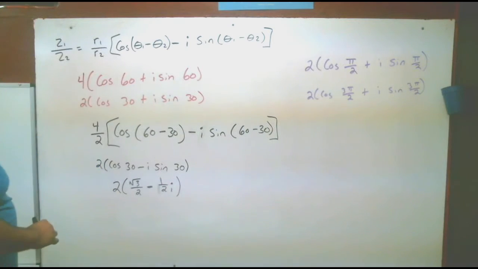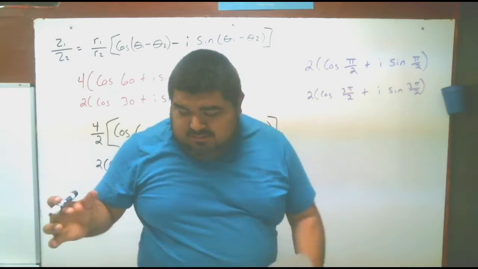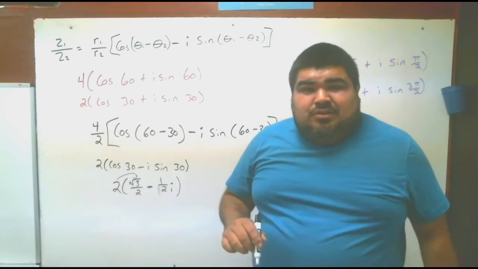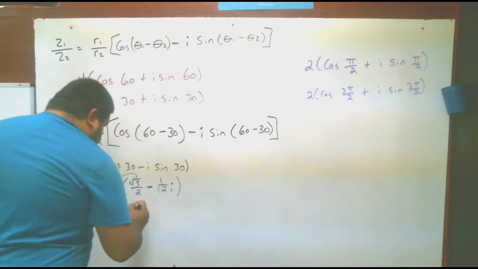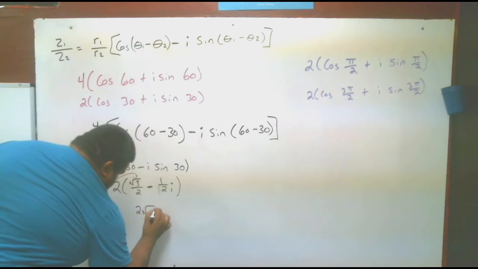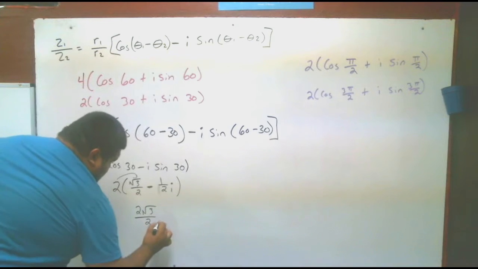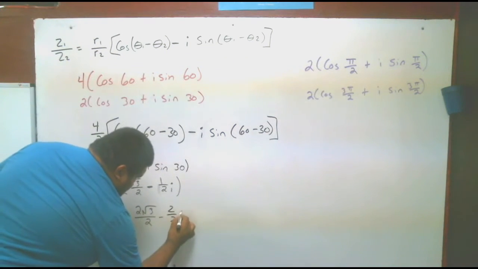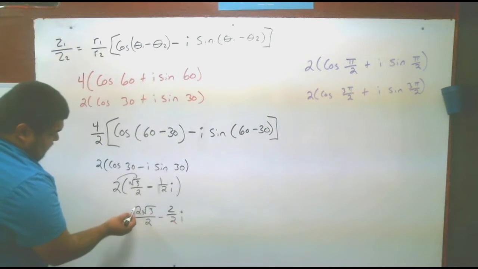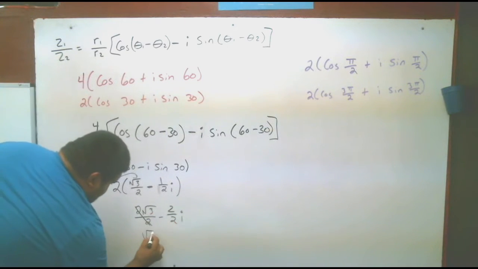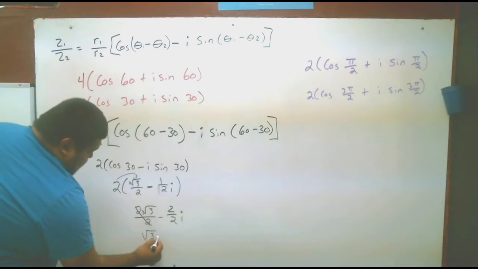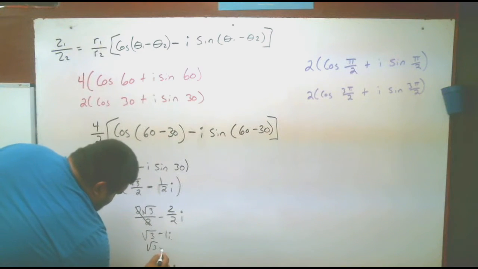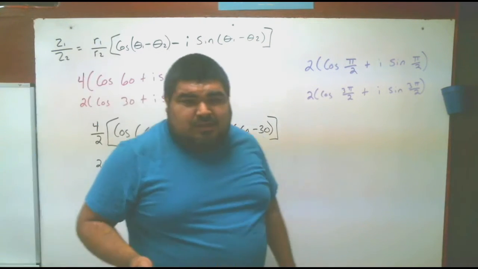Okay? And then we distribute the 2 times both, which the first part is 2 radical of 3 over 2 minus 2 over 2 I, which technically the 2's cancel out here. We're left with radical of 3, and then the 2's become a 1, or just 1I, or radical of 3 minus I. Either one works, okay?